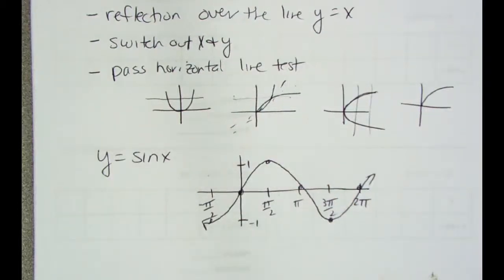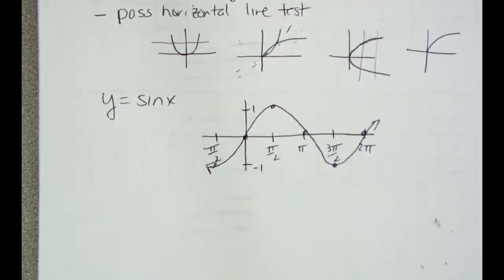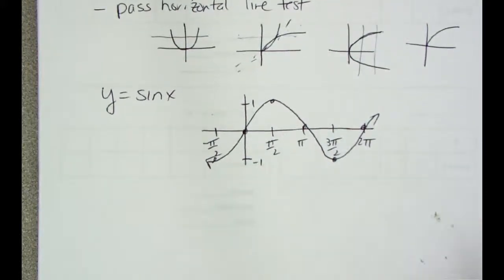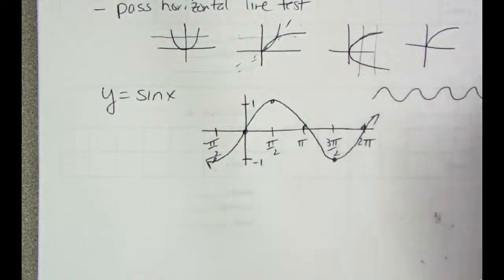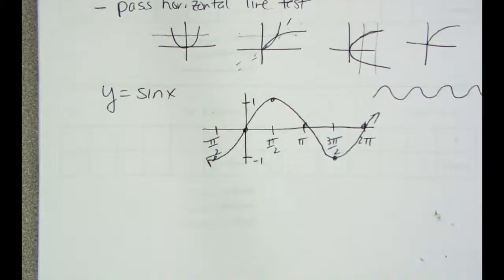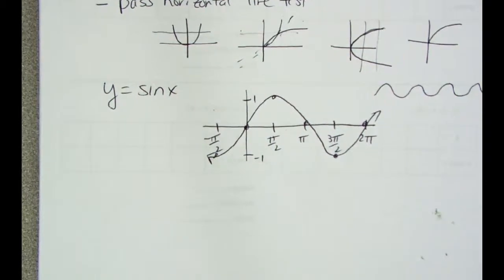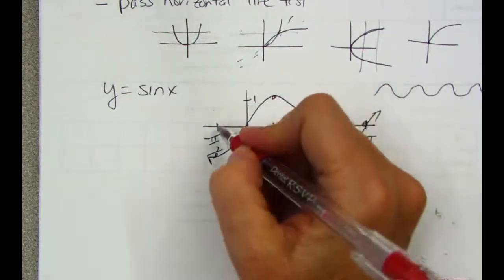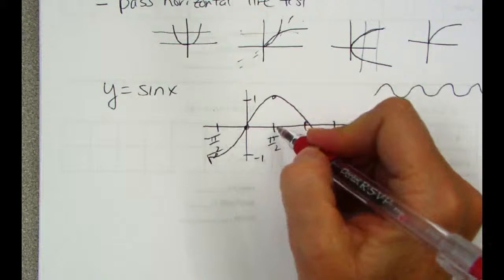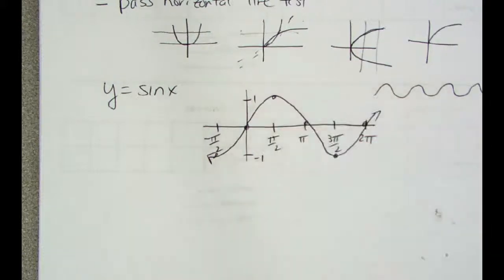So does this pass or fail the horizontal line test? It fails, because sine goes forever and ever. Sine looks like this forever. So obviously it does fail. But what I could do, like the parabola, is restrict it to a piece of it. I want it closest to 0, 0. So if I want it closest to 0, 0, what should I restrict the x's to? To which part of it? I'll wait for an answer.